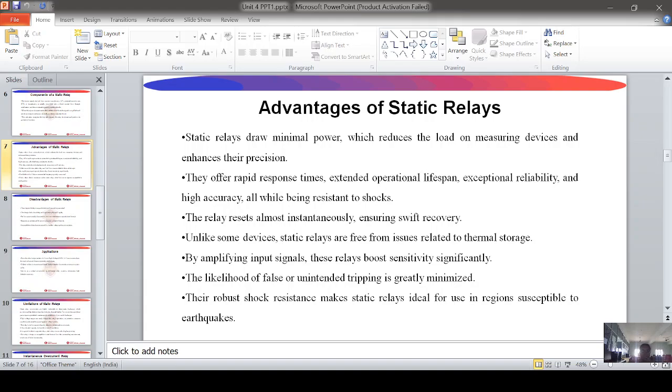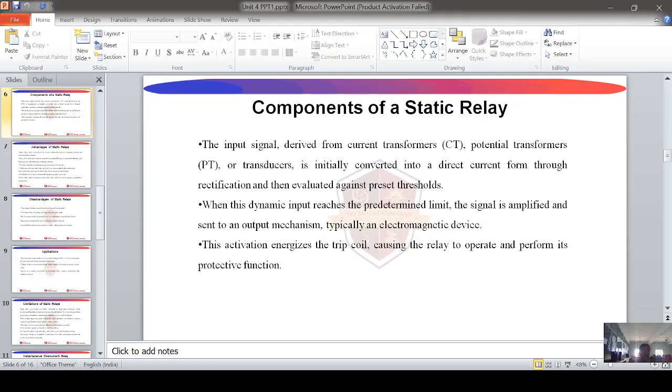Working process. Working of static relays. The input signal is rectified and compared with a preset value. If the signal exceeds the limit, it is amplified. The amplified signal activates the output device. This results in tripping of the circuit breakers.